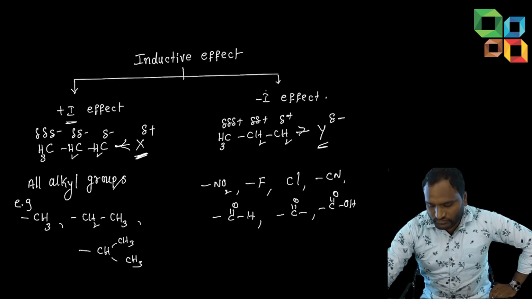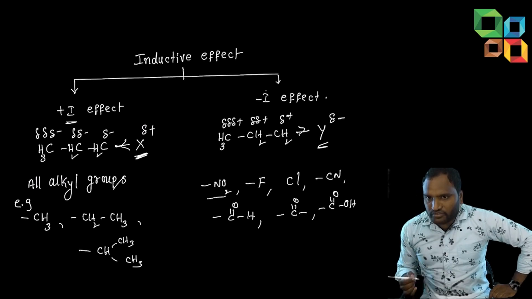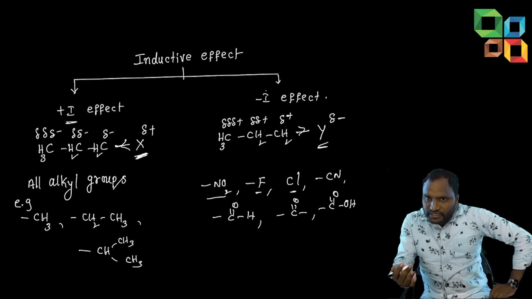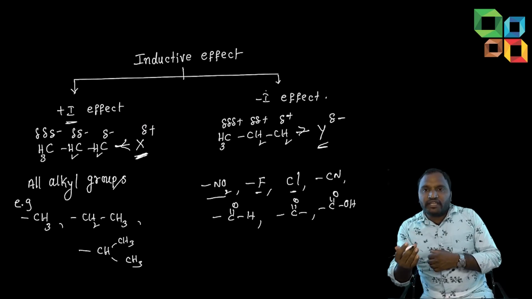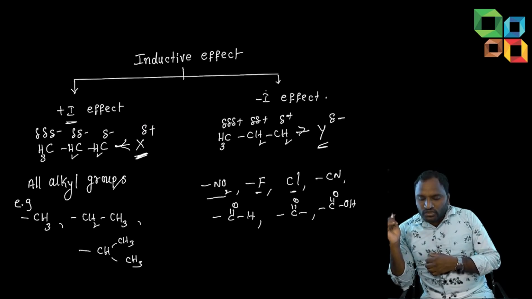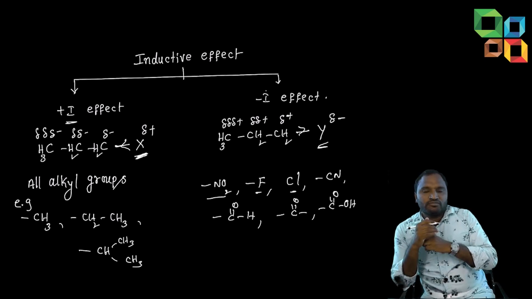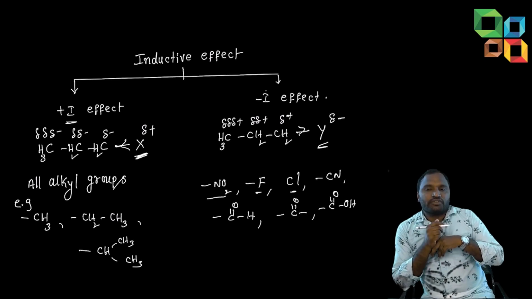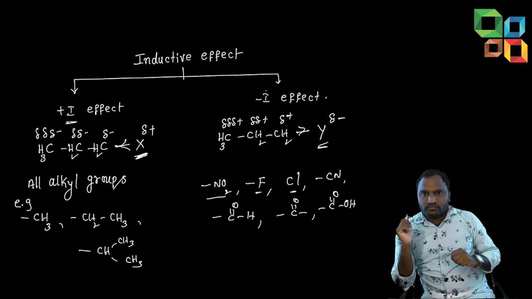Can you repeat the examples for minus psi groups? Nitro group means more electronegative atoms are there, no? Fluorine, chlorine. They take electrons. These are all more electronegative than carbon. So they take electrons from the carbon chain. So those are called minus psi effect groups. Who asked? Dhruva, you asked, no? Shravan, got it? Yes, sir.